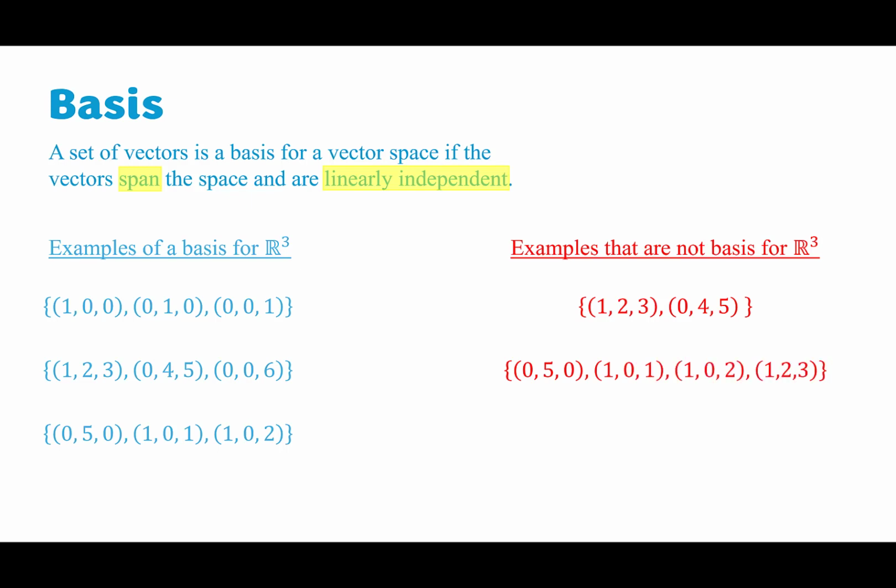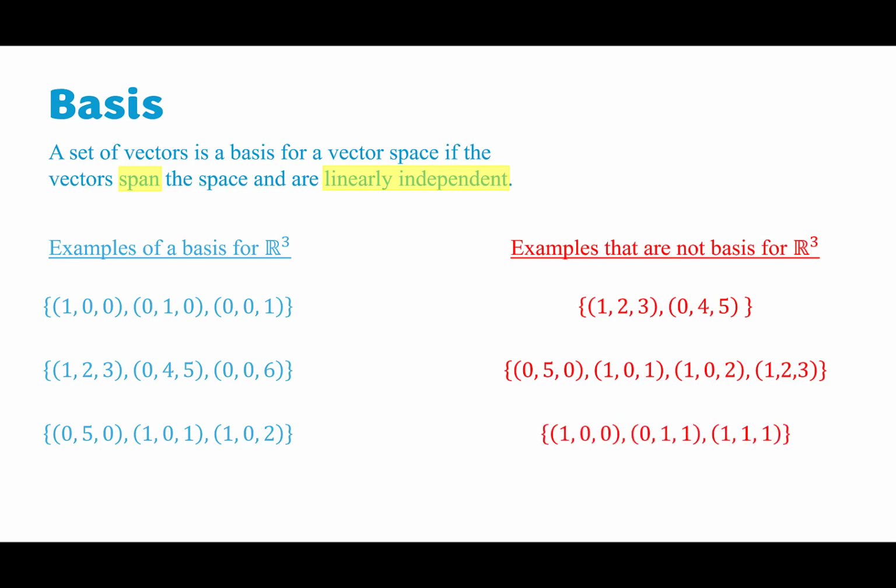Well, what if we have four vectors? It's possible with four vectors to span all of R3, but it happens that these four vectors are not linearly independent. And we could prove that. A little later, we'll prove things like this are not linearly independent, and so not a basis. But that's an example that's not a basis for R3.